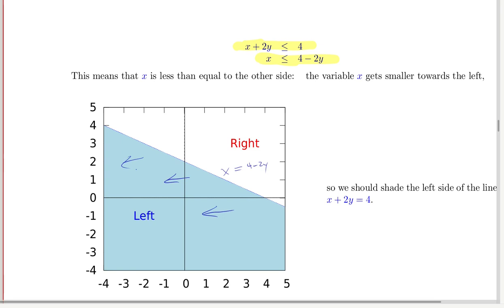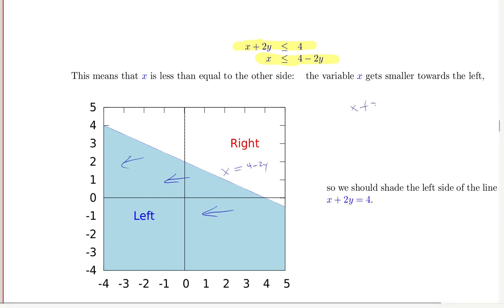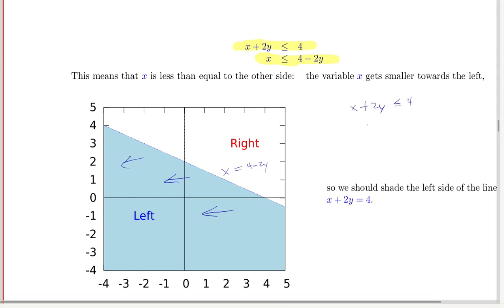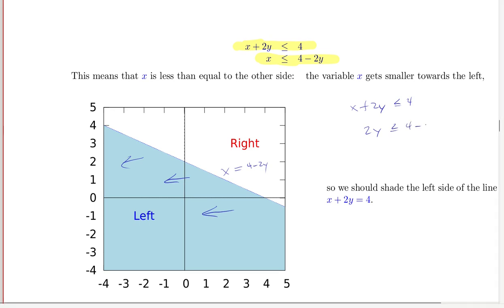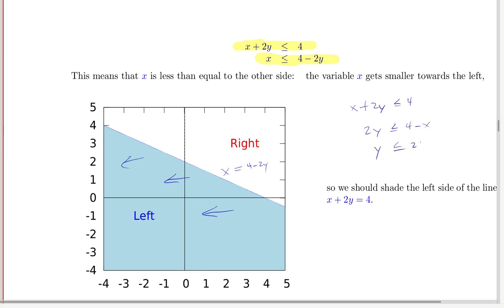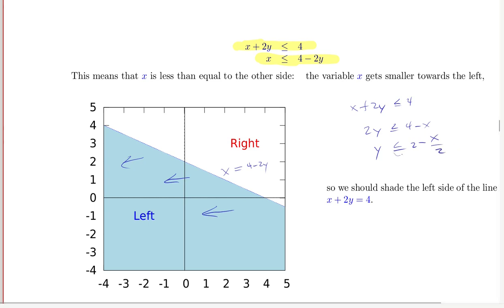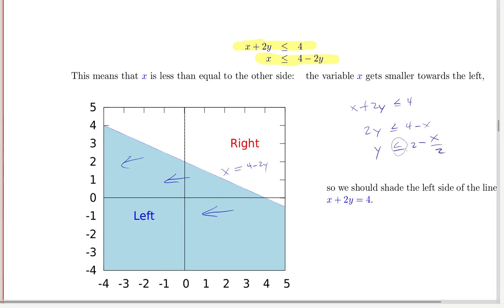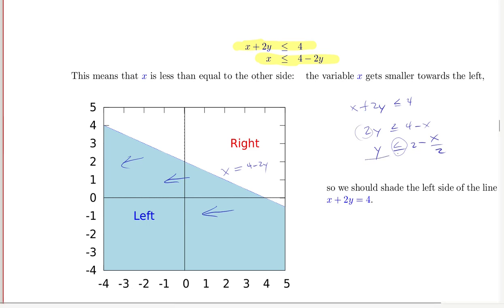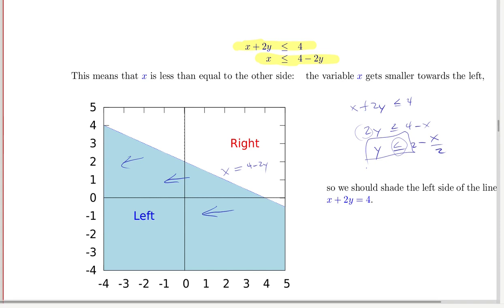You could also have solved for y. For example, if I solve for y here, x plus 2y is less than or equal to 4, so 2y is less than or equal to 4 minus x. Divide by 2. Remember, though, that when you multiply or divide by a negative number, you have to change the direction of the inequality. That wasn't necessary here because we were dividing by 2. So we know that y is less than or equal to 2 minus x over 2.